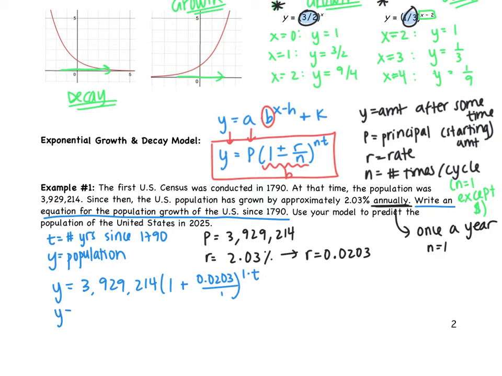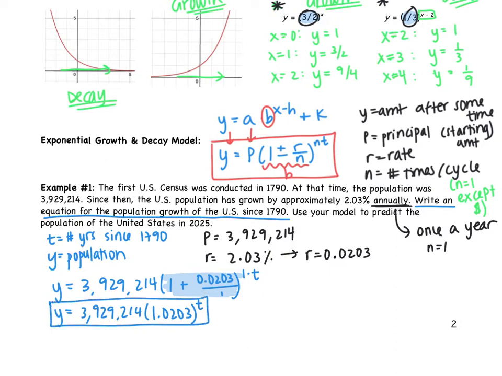Okay, I want to simplify this a little bit. I want us to put this stuff in parentheses in our calculator, or we can do it in our head, just to simplify that a little bit. So we get 3,929,214 times 1.0203 to the T. Okay, so this is our model.